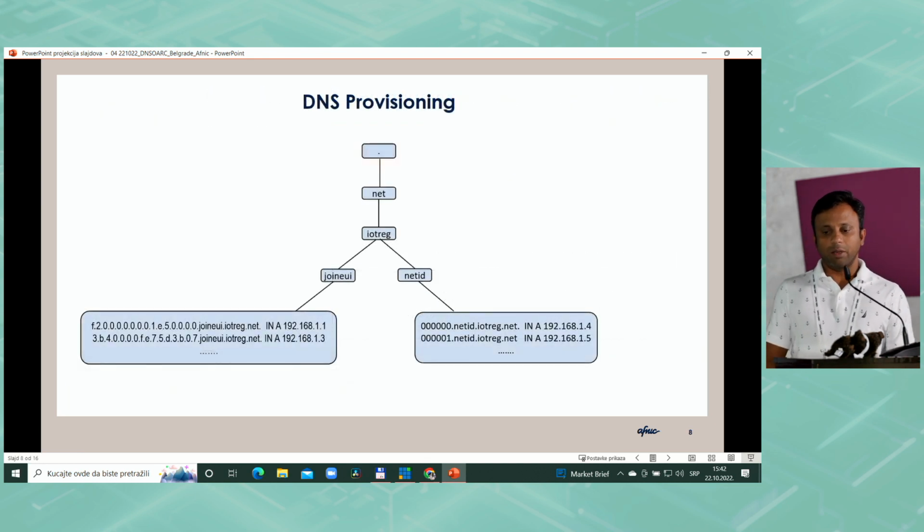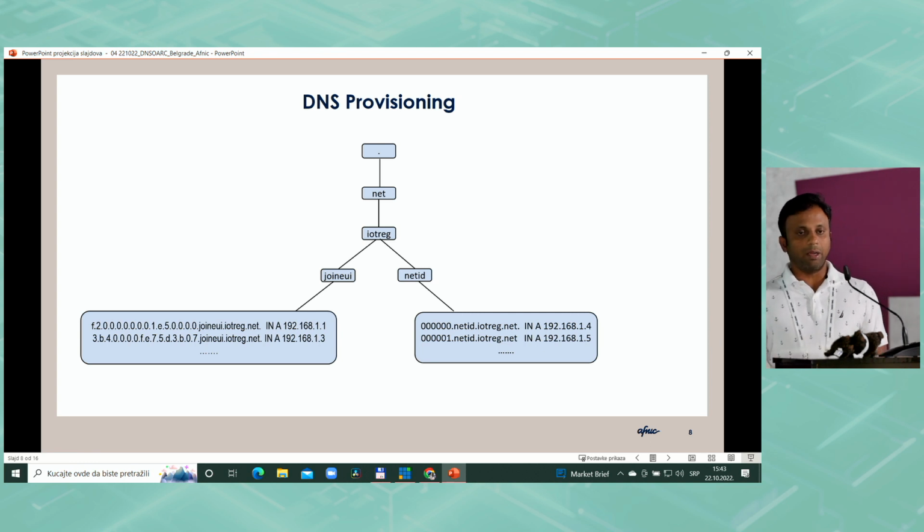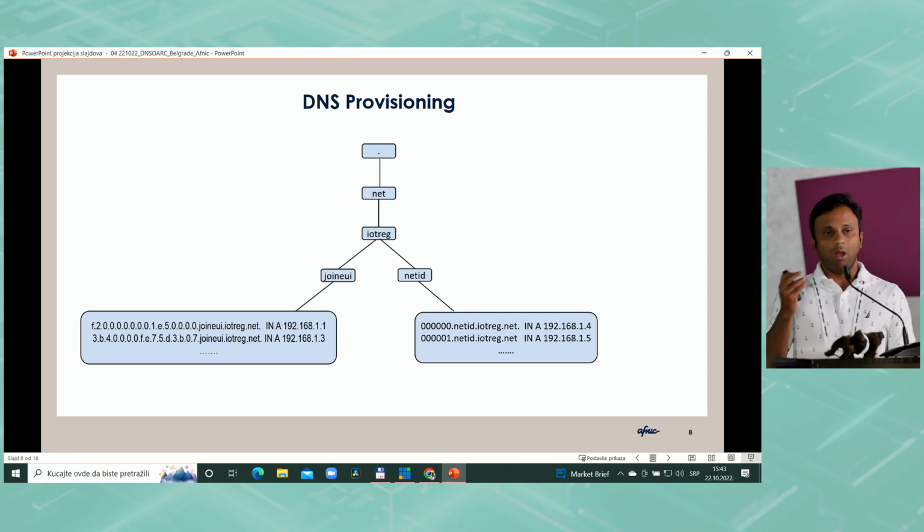So how is it done? Here I have an example. This is how the backend specifications of LoRaWAN are written. They have a domain called LoRaWAN.net. Under LoRaWAN.net, you have a JoinEUI and a NetID. The JoinEUI is the identifier for the join server, and the NetID is the identifier for roaming. So the identifiers are like this.